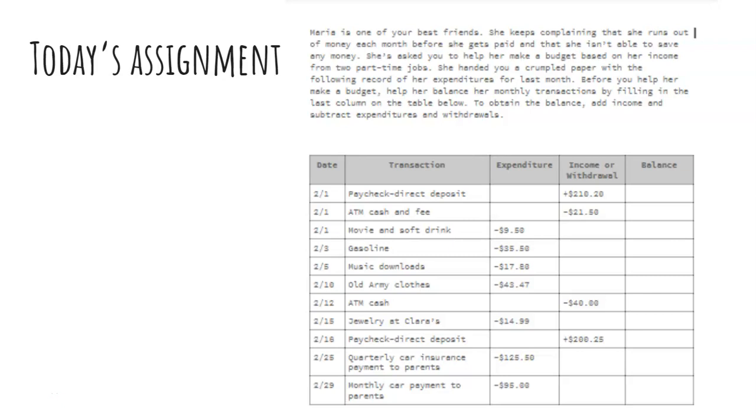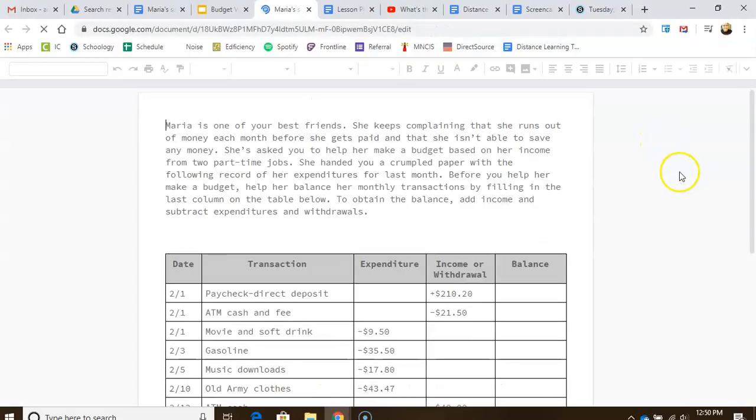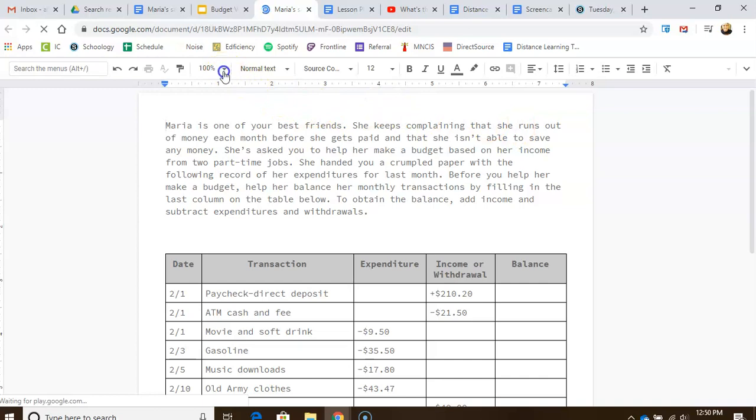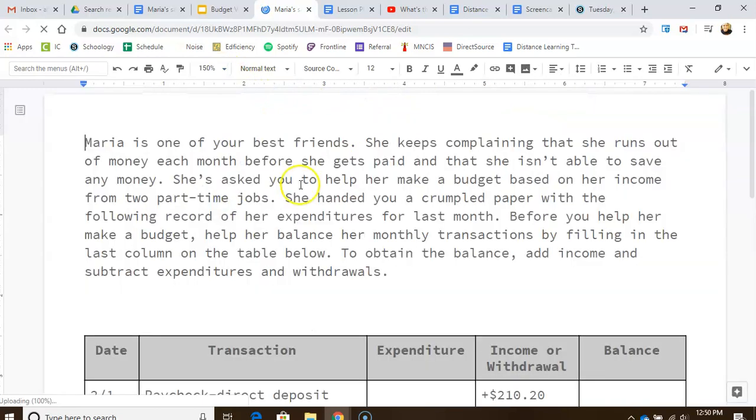All right, that brings us to today's assignment. So this is linked on Schoology, this assignment here. I'm going to make it just a little bit bigger so that we can see it better. So we're talking to Maria. Maria is one of your best friends. She keeps complaining that she runs out of money each month before she gets paid and that she isn't able to save any money. She's asked you to help her make a budget based on her income from 2 part-time jobs. She hands you a crumpled paper with the following record of her expenditures.